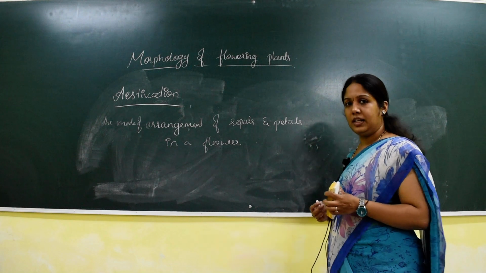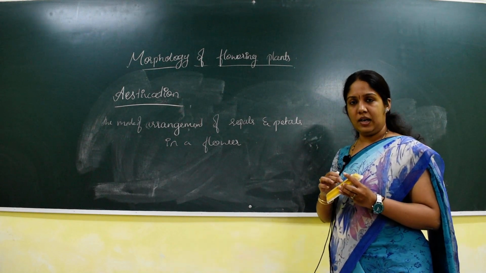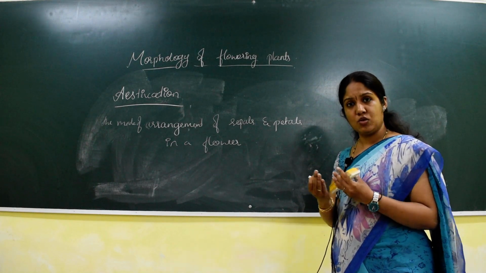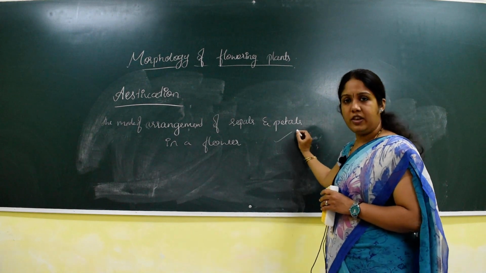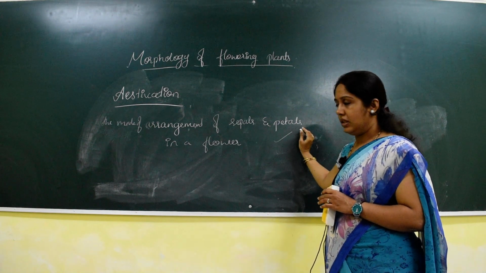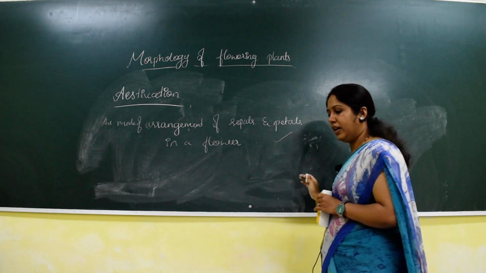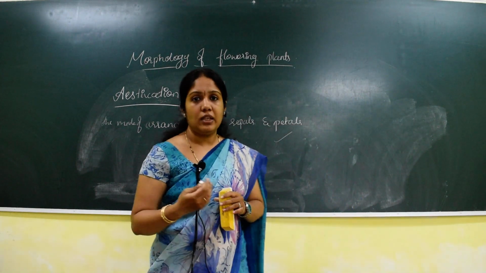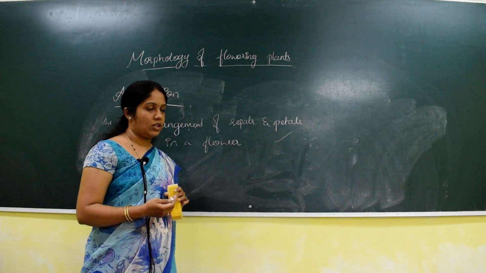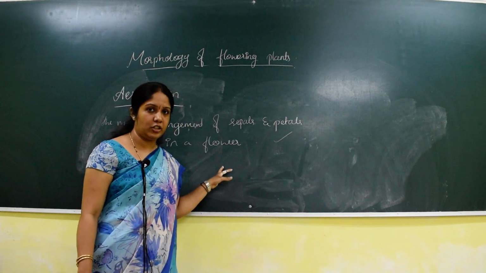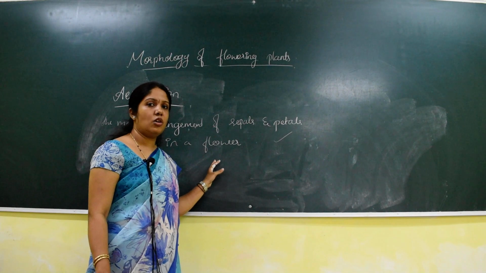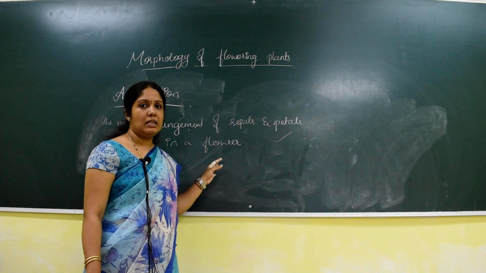In what form they are arranged, not a circular form, in and out fashion, or fused, that we call estivation. Understood? So there are different types of estivation: imbricate, valvate. With the diagram we'll discuss in the regular class. So just remember this definition. What is estivation? It is a mode of arrangement of petal and sepal.